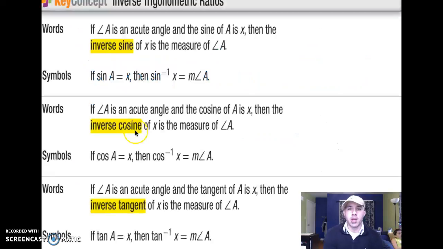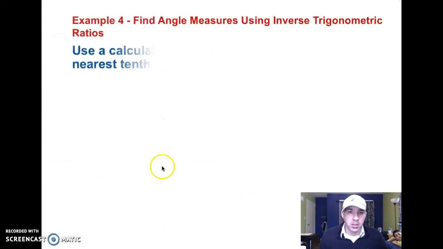All right. So, Mr. Cornier again. We're going to continue our lesson on benchmark 23, trigonometric ratios. So here, pretty much the key concept is our inverse of trig ratios. If angle A is an acute angle, and the sine of A is x, then the inverse sine of x is the measure of angle A. If sine A equals x, then the inverse is sine inverse of your x value. Same thing with the inverse cosine. If angle A is an acute angle and cosine of A is x, then to get A by itself, you have to do the inverse of cosine, which is cosine to the -1.